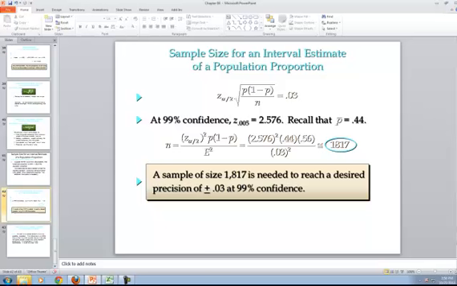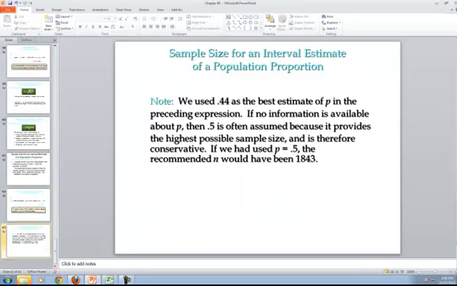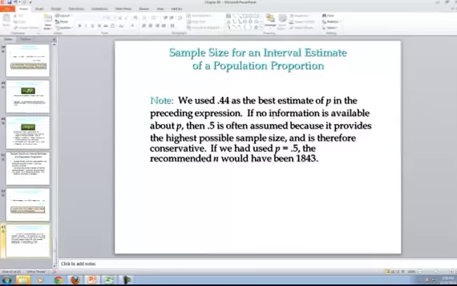Hence, to be 99% confident that the sample proportion plus or minus 0.03 will contain the population proportion, we need to interview 1,817 people. But as I noted, it's probably better to use 0.5, because then that way it's the most conservative choice and will require you to go for the largest sample size possible. In this case, the n would have been 1,843 compared to 1,817.